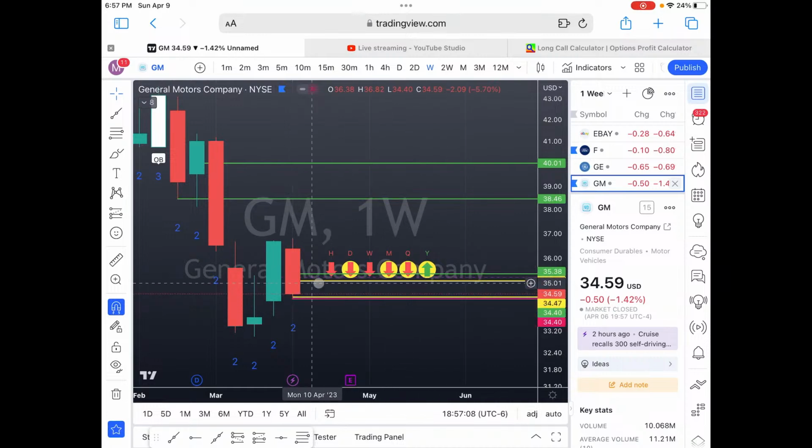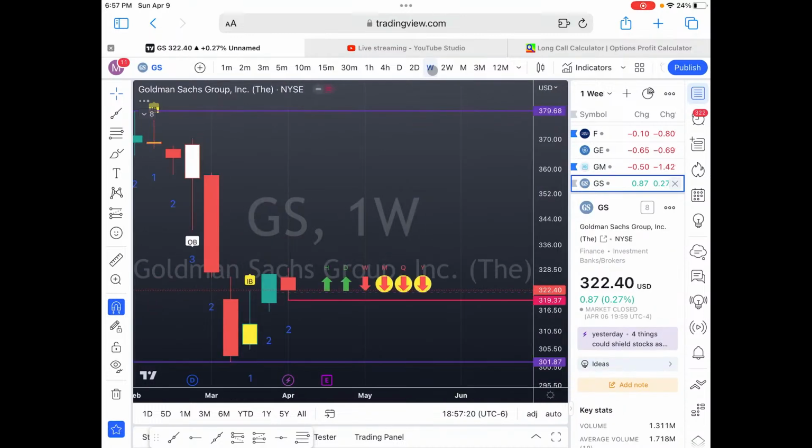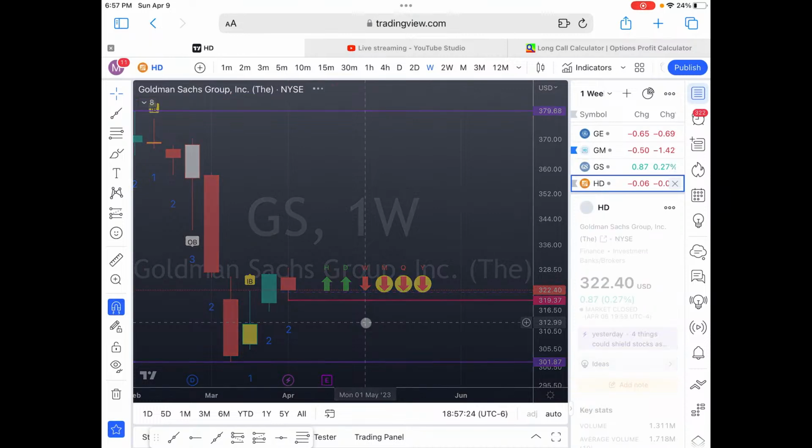We also have the setup on the daily. So again, there's that domino effect that we always talk about. Okay, inside bar, if we trigger 2 down on the day, we are triggering 2 down on the week on General Motors. Goldman Sachs, 2 up red. We can look for the puts there at 319.37.